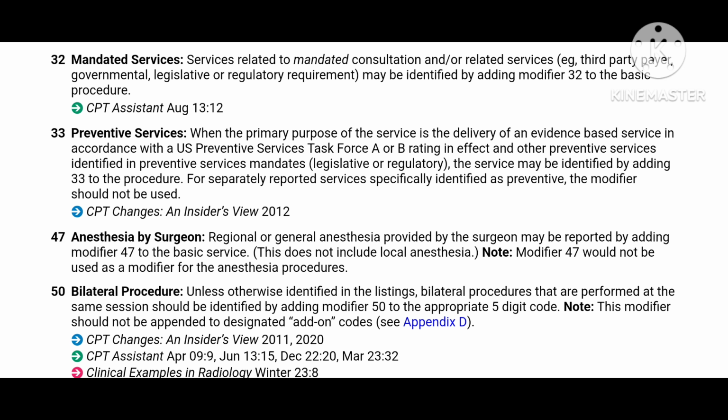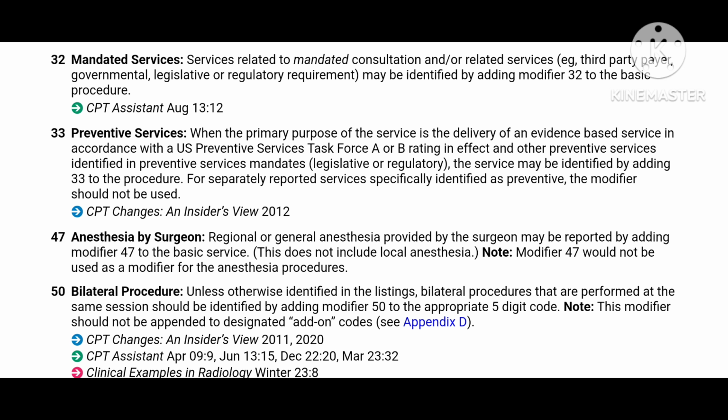For example, doctor did appendicectomy surgery, removed the appendix. I will report a code for appendicectomy along with modifier 47. That will convey that doctor has given anesthesia also. He didn't get any anesthesiologist support. There was no anesthesiologist. Only the surgeon himself gave anesthesia. That is modifier 47.